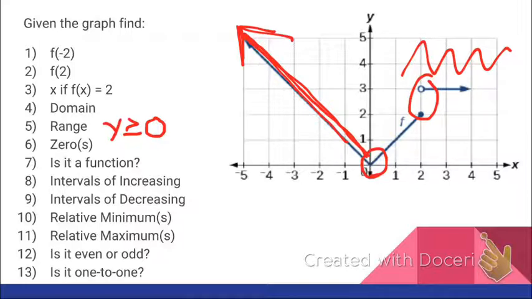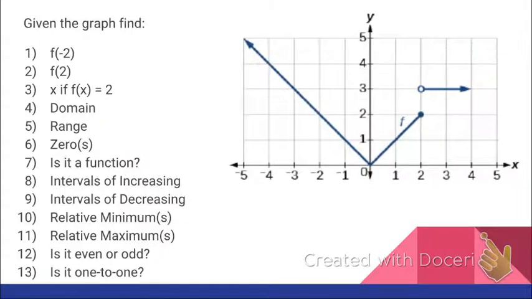Alright, as for the zeros, we're looking at when does the graph cross the x-axis. So that just happens right here at 0, 0, or x equals 0.